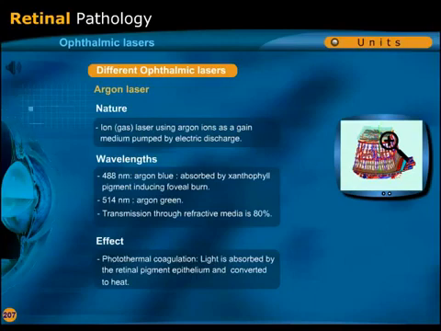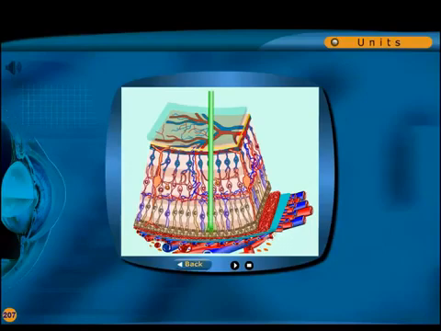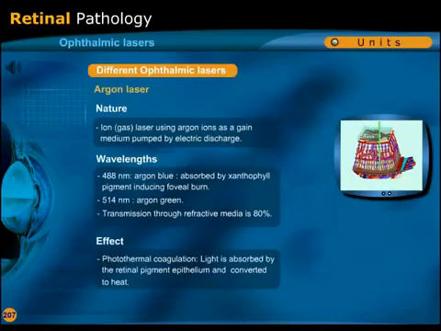Different ophthalmic lasers. Argon laser. Nature: ion gas laser using argon ions as a gain medium pumped by electric discharge. Wavelengths: 488 nanometers, argon blue, absorbed by xanthophyll pigment inducing foveal burn; 514 nanometers, argon green, transmission through refractive media is 80%. Effect: photothermal coagulation. Light is absorbed by the retinal pigment epithelium and converted to heat.